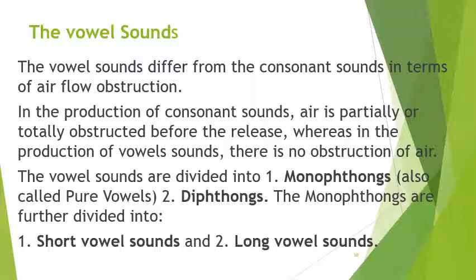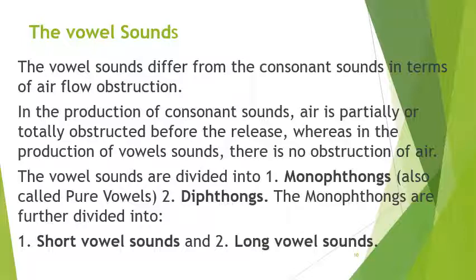In the course of producing vowel sounds, there's no obstruction in any way. In the production of consonant sounds, air is partially or totally obstructed before the release, as we have seen in plosives and velars, whereas in the production of vowel sounds there is no obstruction of air. Remember, this is the main difference between vowels and consonants. You have air obstruction in pronouncing consonant sounds, and no obstruction of air in pronouncing vowel sounds.